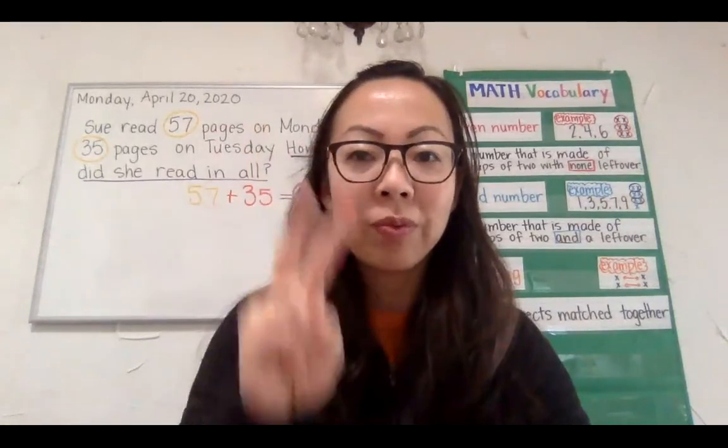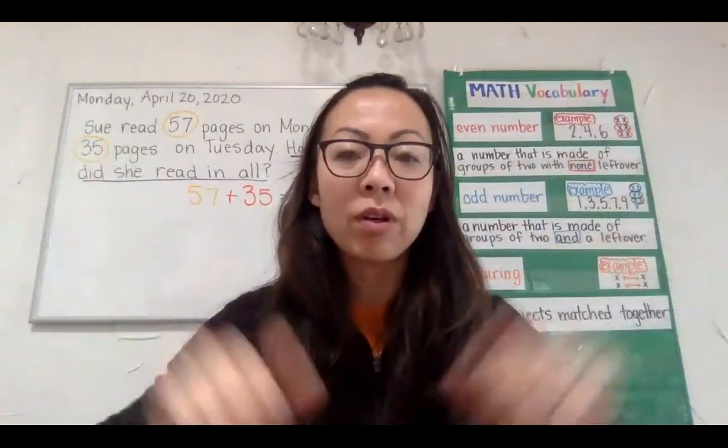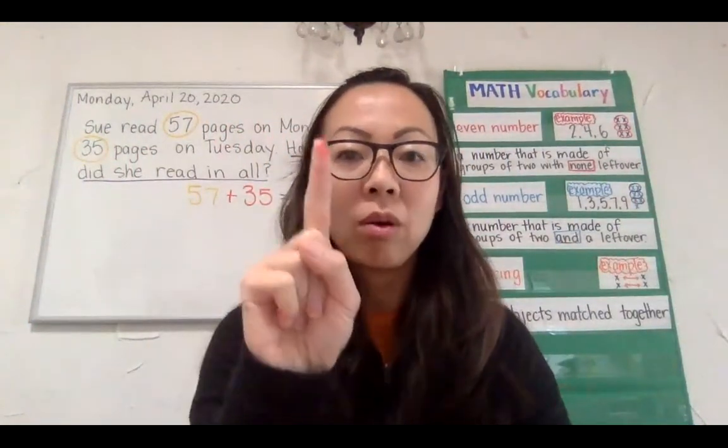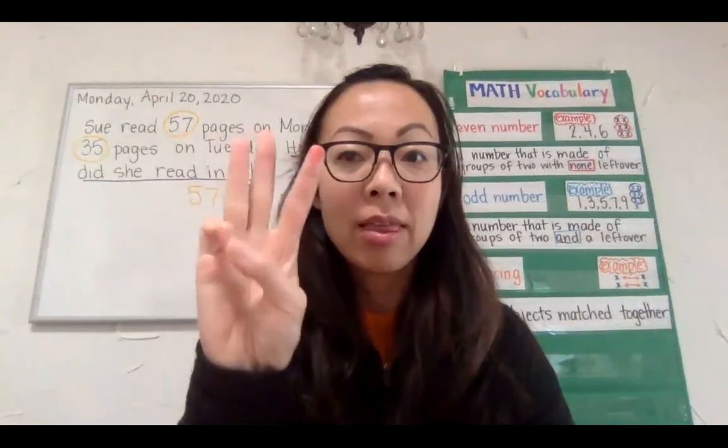So let's think about numbers that would be even. 2, 4, 6, 8, 10. None left over. Think about numbers that are odd. 1, 3, 5, 7, 9. Those are odd numbers. All right, guys.